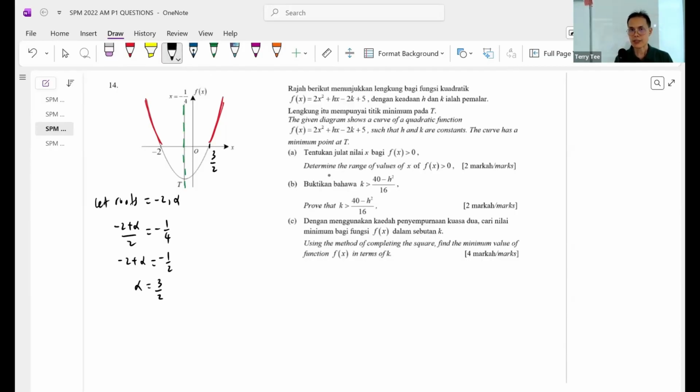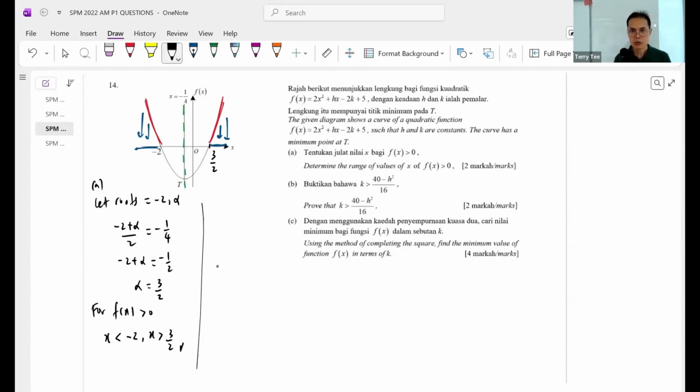So in order for your f(x) to be more than 0, so for f(x) more than 0, what are the range of values? So we can move this down. You can see your x value is either less than negative 2 or more than 3 over 2. You don't have to redraw the graph because the graph is already given. Just use the result. You can see, so what is your alpha? What is your x? x is either less than minus 2 or more than 3 over 2. Okay, that is part E.